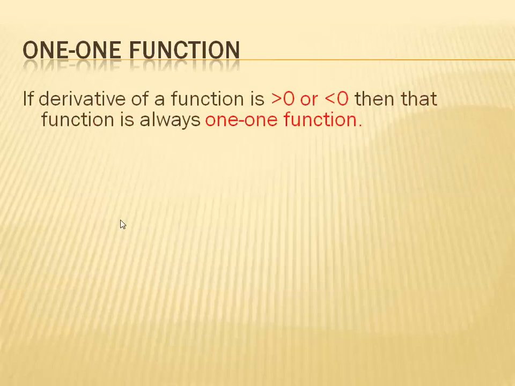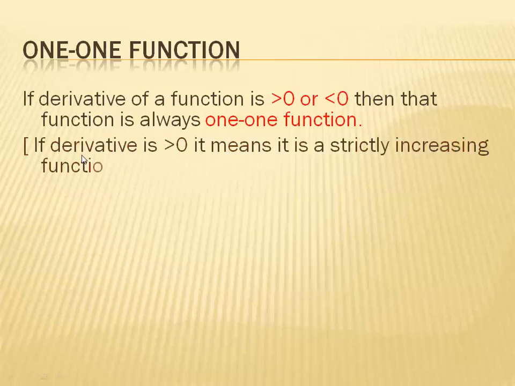The third method by which you can check whether a function is one-one or not is the derivative test. You just differentiate the function. If the derivative is strictly greater than 0 or strictly less than 0, then that function is always one-one.